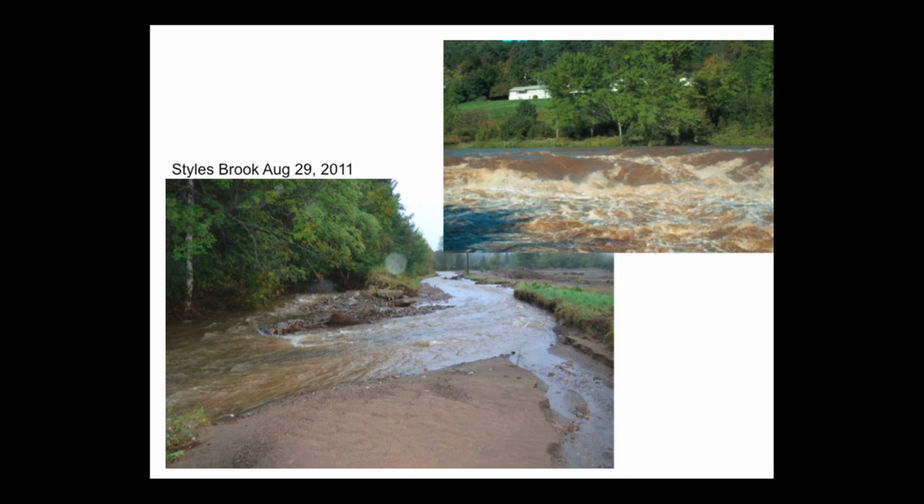This is kind of interesting. This is the Stiles Brook stream, this lower picture. And the channel is normally here. And it did what we call a avulsion. It basically left its bank and took a new path down a road, essentially cut a 15 feet deep channel down the side of a road.